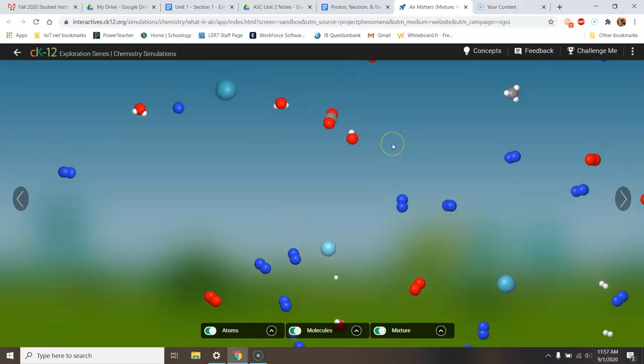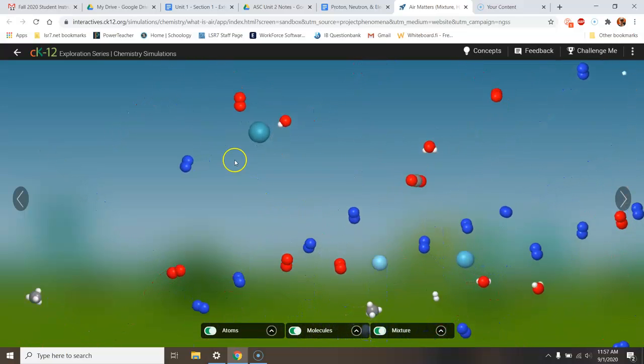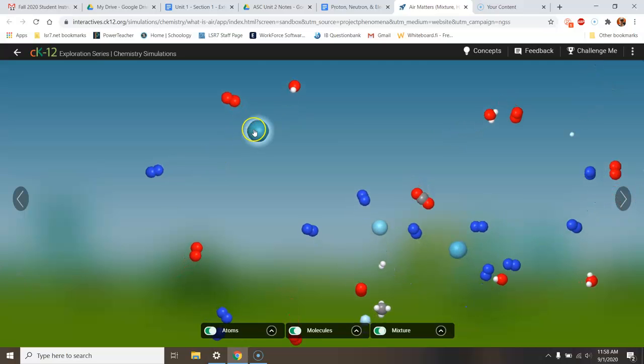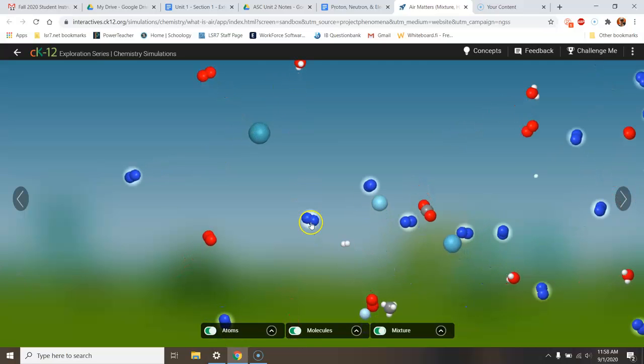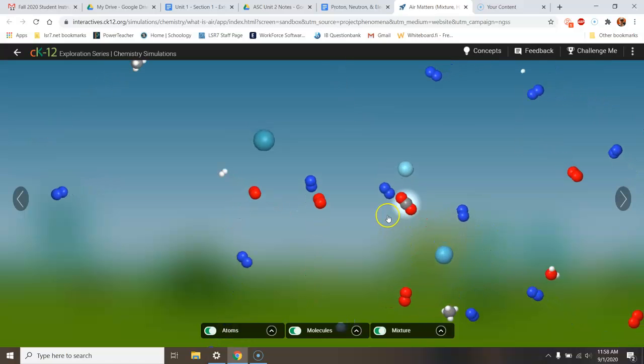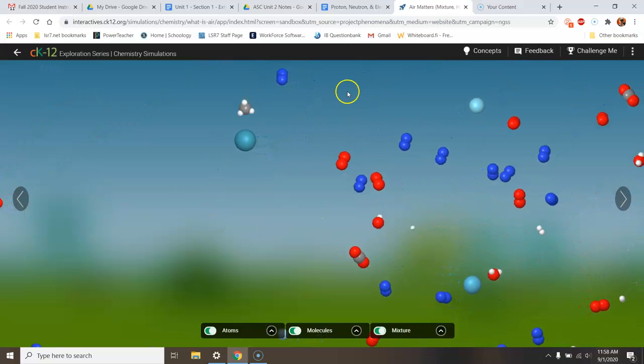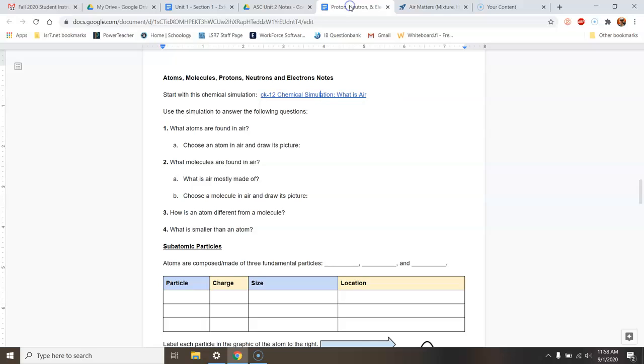And then you're going to get air, right? So air obviously has some chemicals in it. All of these things are chemicals, and you can freeze them, and you can grab them and move them around. There's a lot of things you can do here. So this is air, things you're breathing in right now. So let's take a look at these questions that I want you to answer.